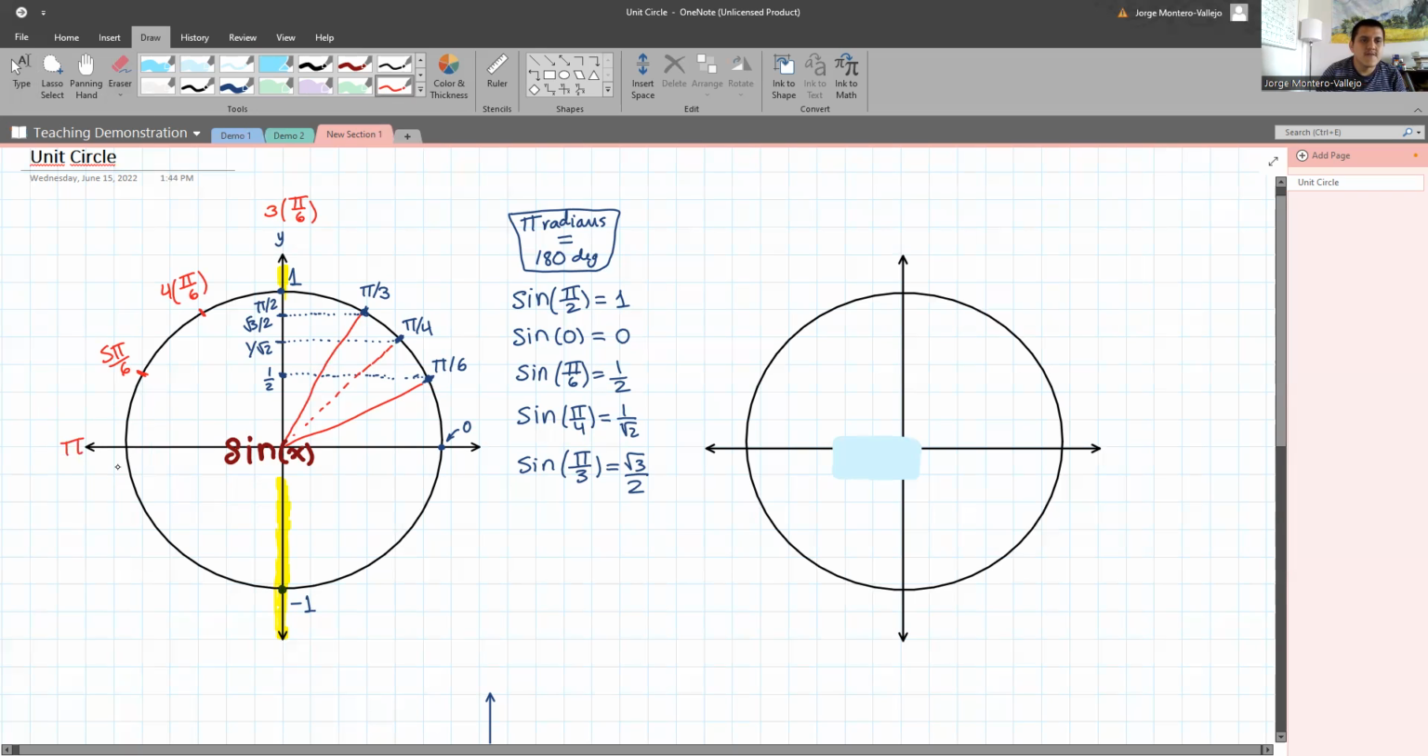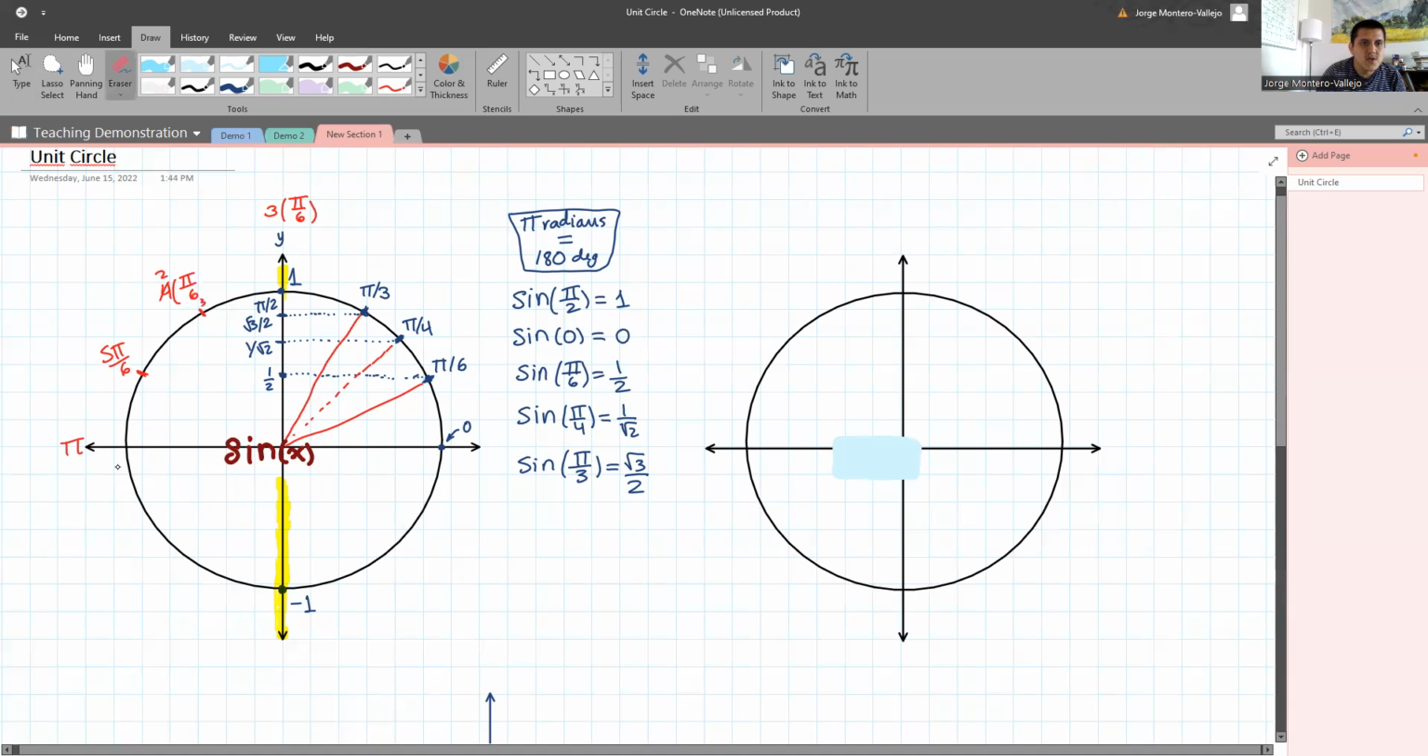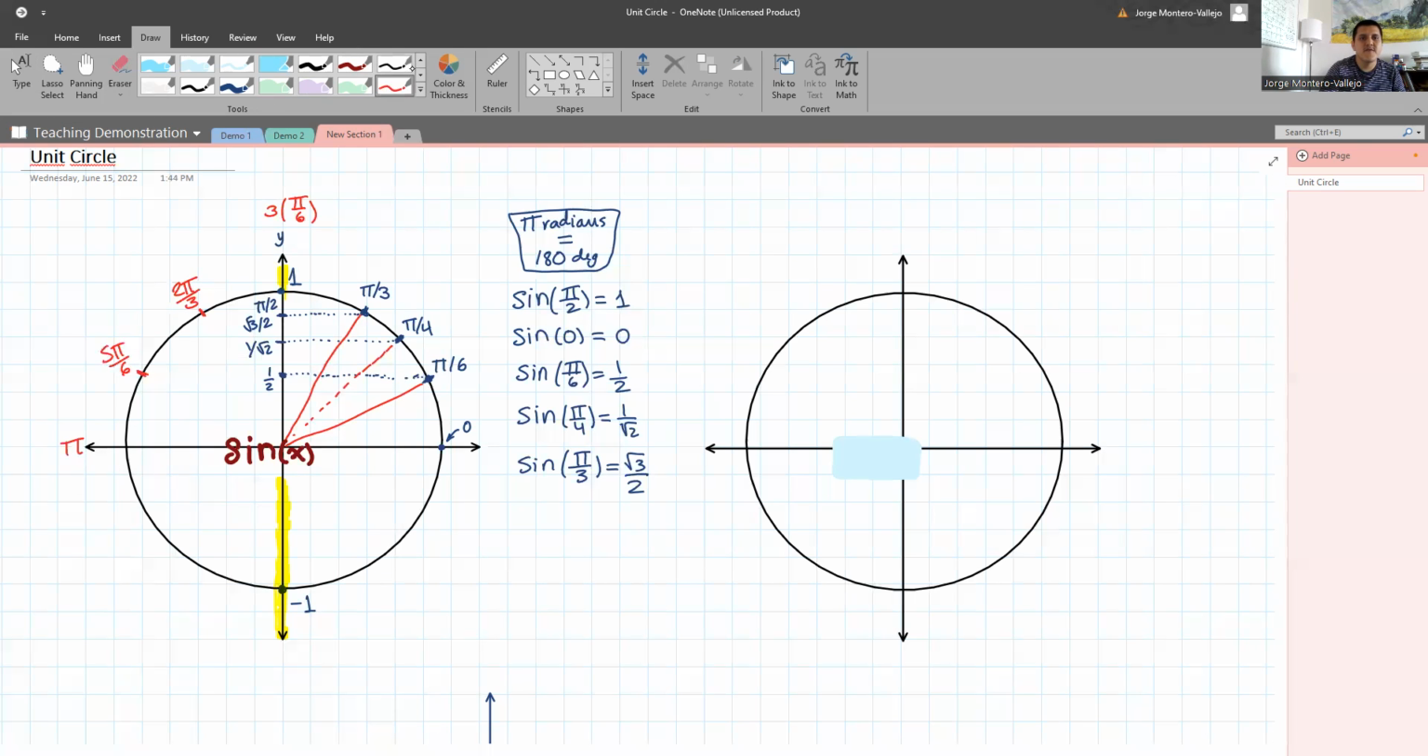Okay, and then for 4 pi over 6, we can simplify that. This 4 we can divide by 2 and we get 2, and then this 6 divided by 2 and we get 3, right? So 2 pi thirds, 2 pi over 3, 2 pi divided by 3. Okay, now how do we find their sine values?